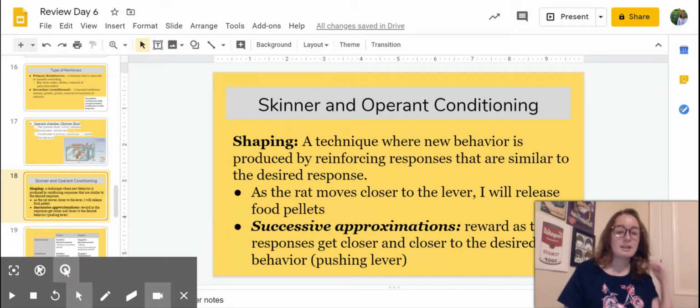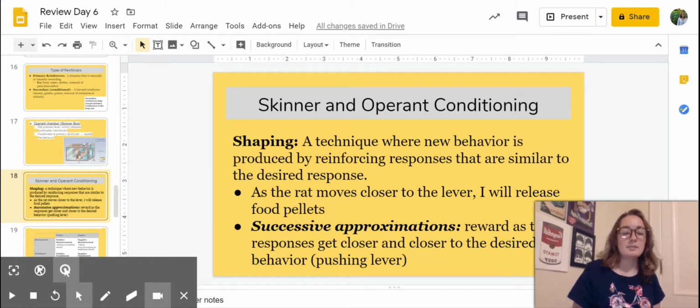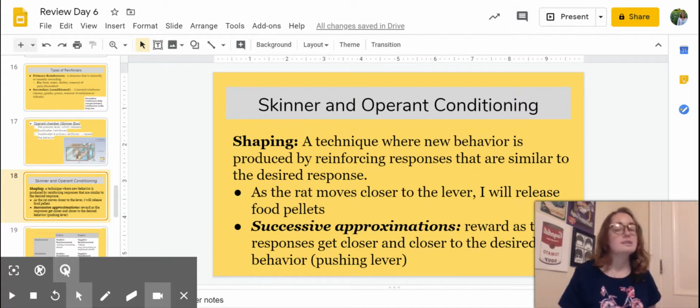Same thing when you're training a dog. Maybe you want the dog to give paw. You're going to reward it when it sits down. You're going to reward it when it lifts up its leg. You're going to then reward it when it actually lets you shake its hand.